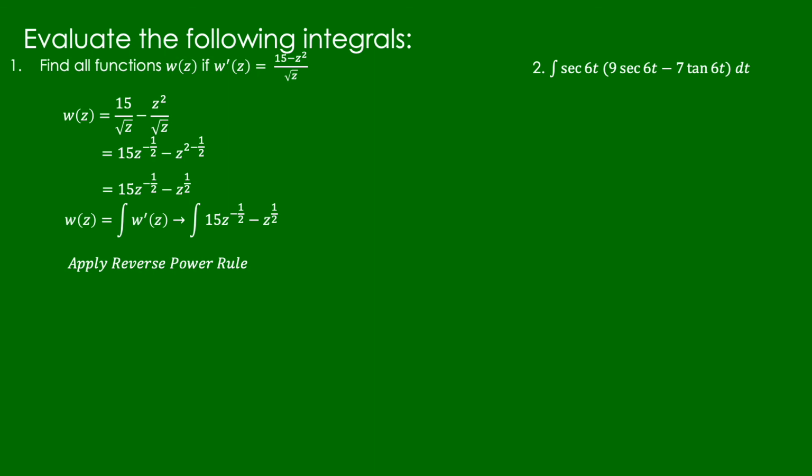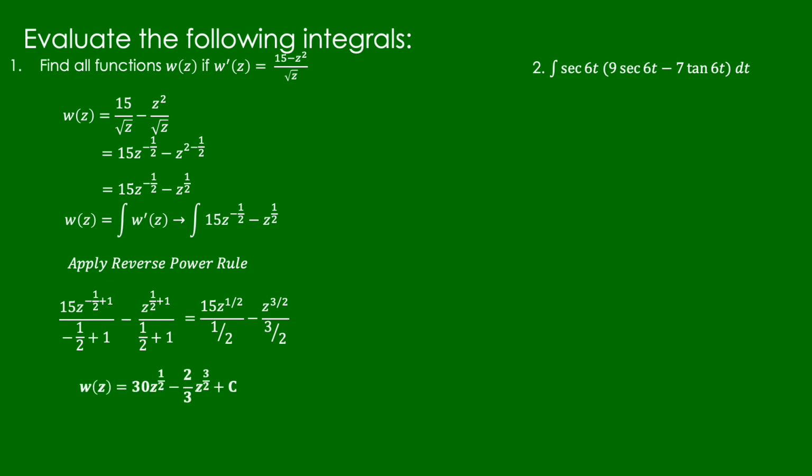To do that, you need to apply the reverse power rule. That means adding 1 to the exponent and dividing by the sum. Add 1 to every exponent, divide by the sum. When you divide by a fraction, it gets flipped and multiplied. So you end up with this.